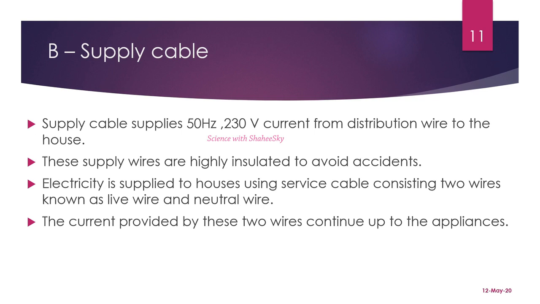Electricity is supplied to houses using a service cable consisting of two wires known as the live wire and the neutral wire. These live and neutral wires are continuously connected up to the appliances in the household electric circuits from the supply cables.